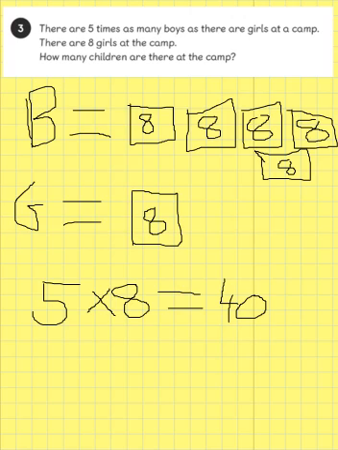But actually, hold on a minute, because the question's asking me how many children are there at the camp. So actually, I don't think my answer is 40 because I need to include the girls, because that's just the boys. So if I add my total together, my answer should be 48. So it was a good job I double checked that answer there. Otherwise, I would have got the wrong one. So hopefully you managed to get that. You might have even got it a little bit quicker than me, but well done.